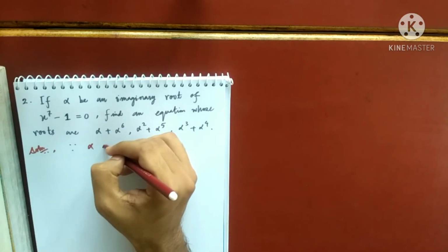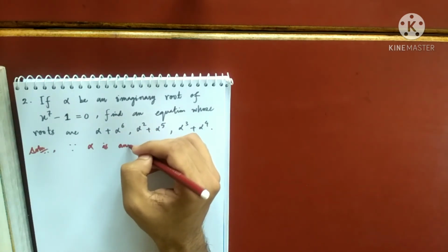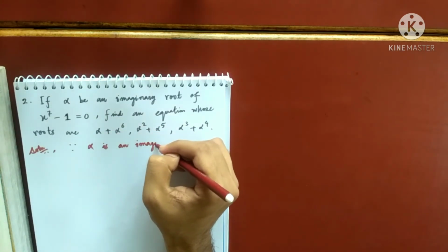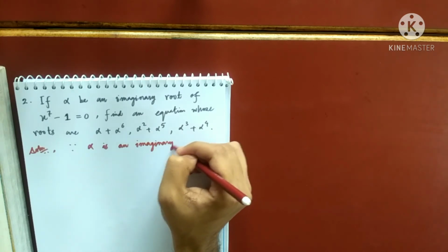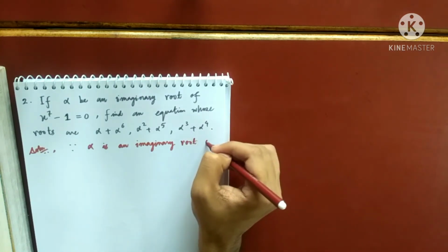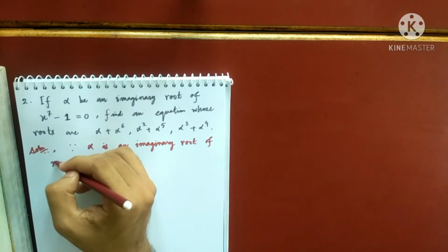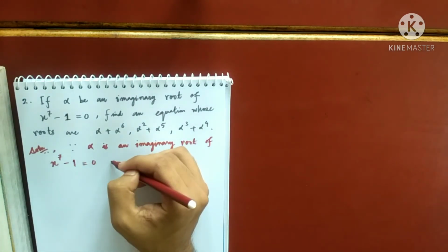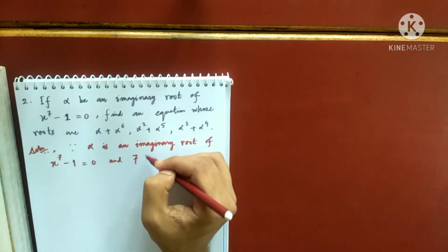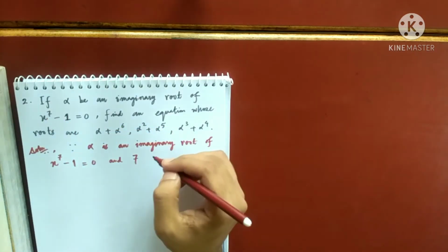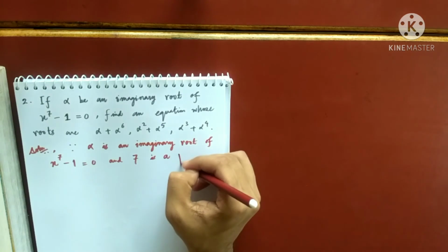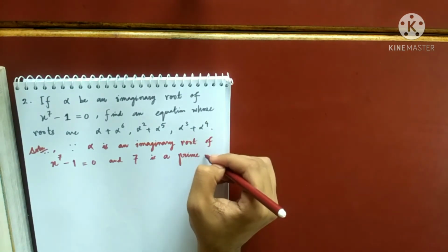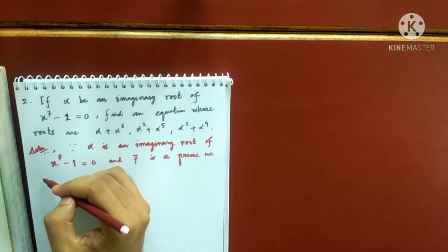Since alpha is an imaginary root of x to the power 7 minus 1 equals 0, and 7 is a prime number. So that is the reason they have given a prime. 7 is a prime number. So what can I say?